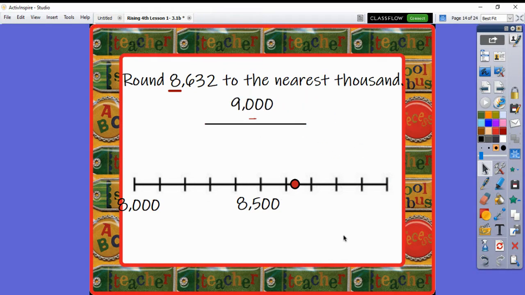I wonder if you can think of an estimation situation where you would have to round a number to the nearest thousand like this.